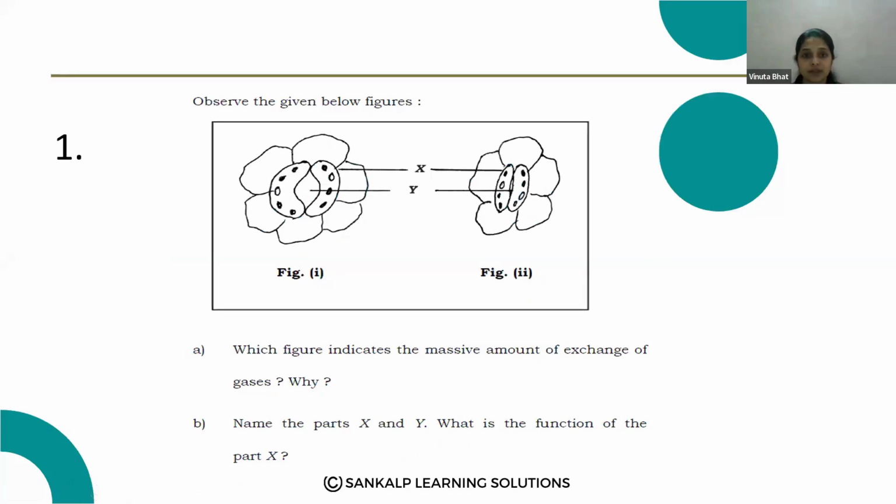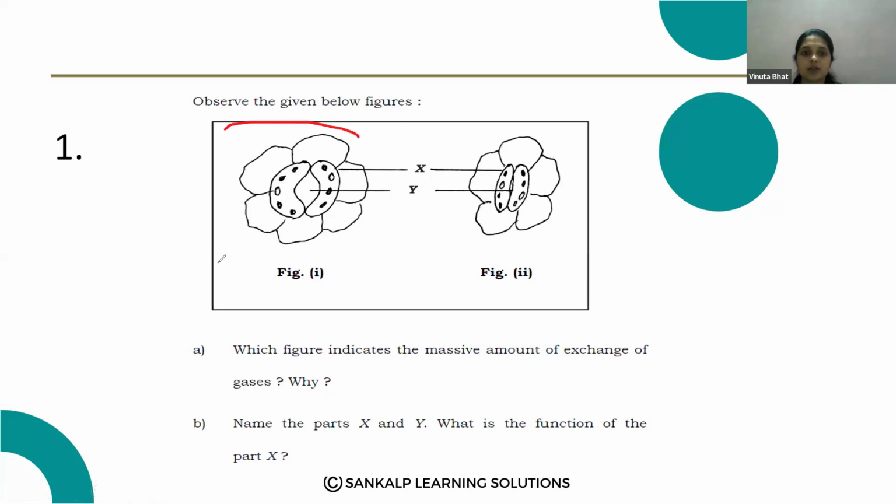Observe the given below figures. So you can see figure 1 and 2 and read the question properly. Which figure indicates the massive amount of exchange of gases? Why? Name the parts X and Y. What is the function of the part X here?